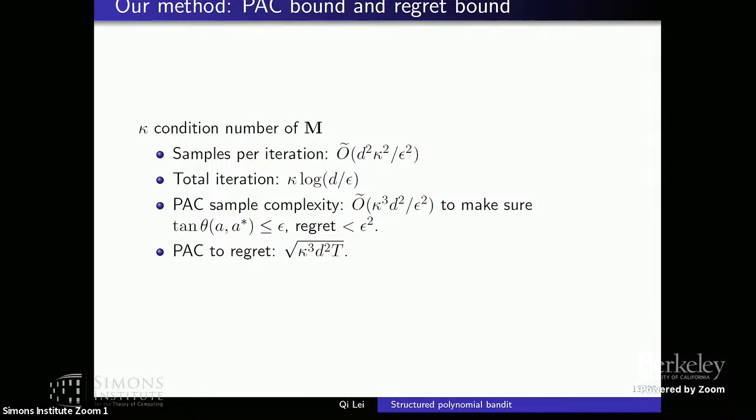And if we just do an explore then commit algorithm, we can easily get the PAC to regret rate of square root kappa cubed d squared times T. That's how we improve the d cubed to the d squared here.